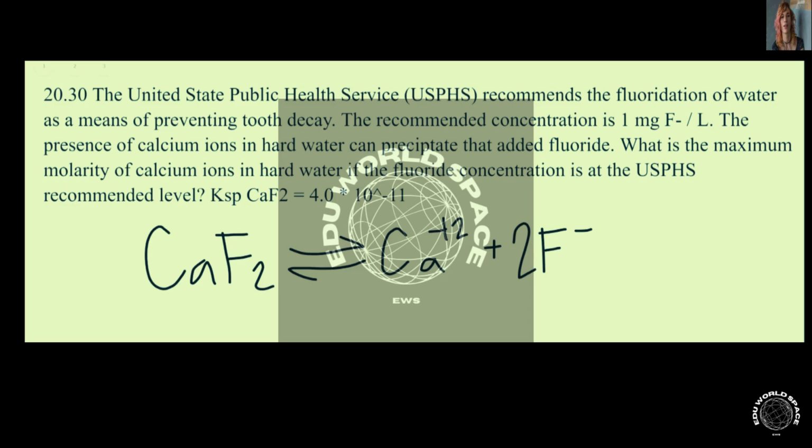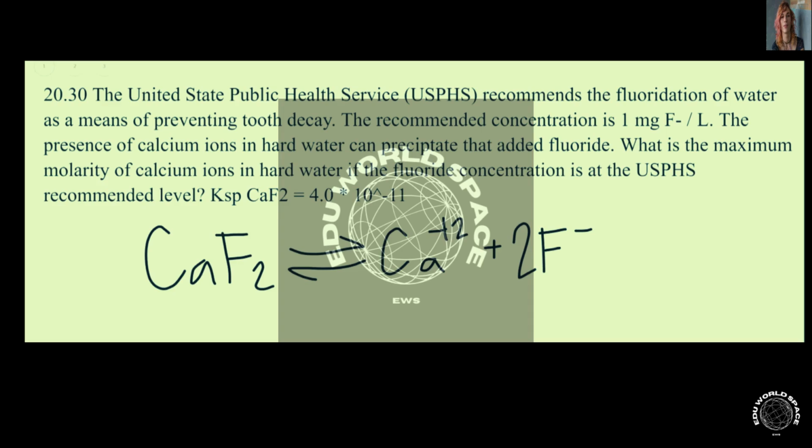So in this video, we're going to talk about question 30 from chapter 20, which says the United States Public Health Service, or USPHS, recommends the fluoridation of water as a means of preventing tooth decay. The recommended concentration is 1 milligram of fluoride ions per liter.